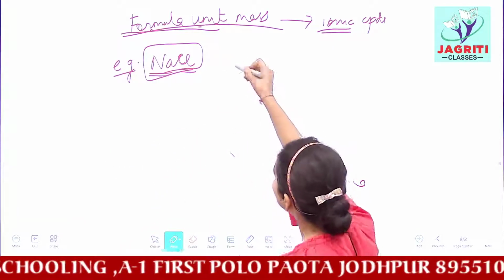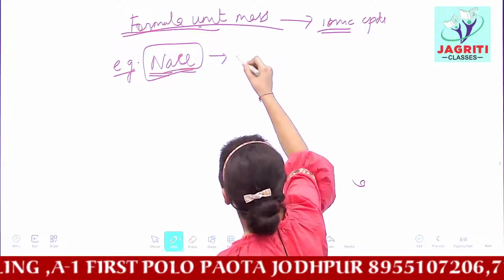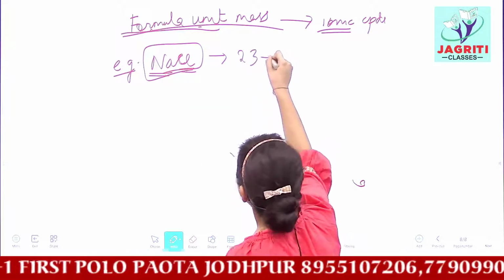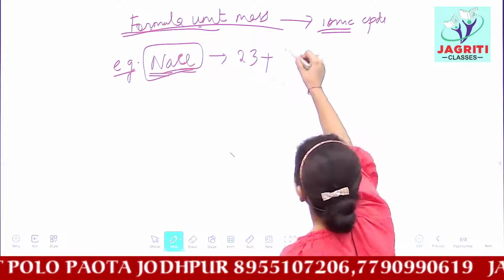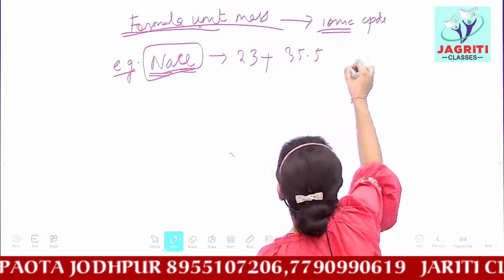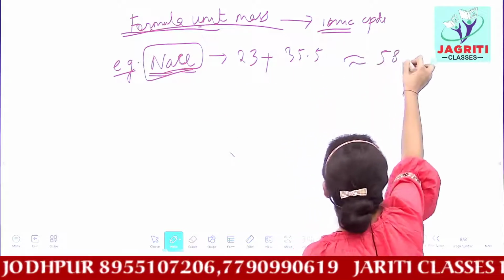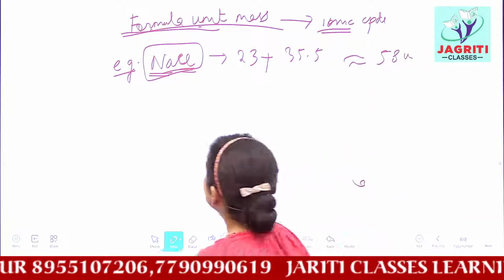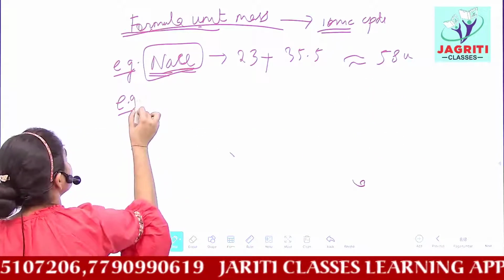So how will you find it? You will find the atomic mass of sodium, which is 23, plus the atomic mass of chlorine, which is 35.5. It gives you an approximate mass of 58 units. Similarly, you can find the mass of calcium carbonate.